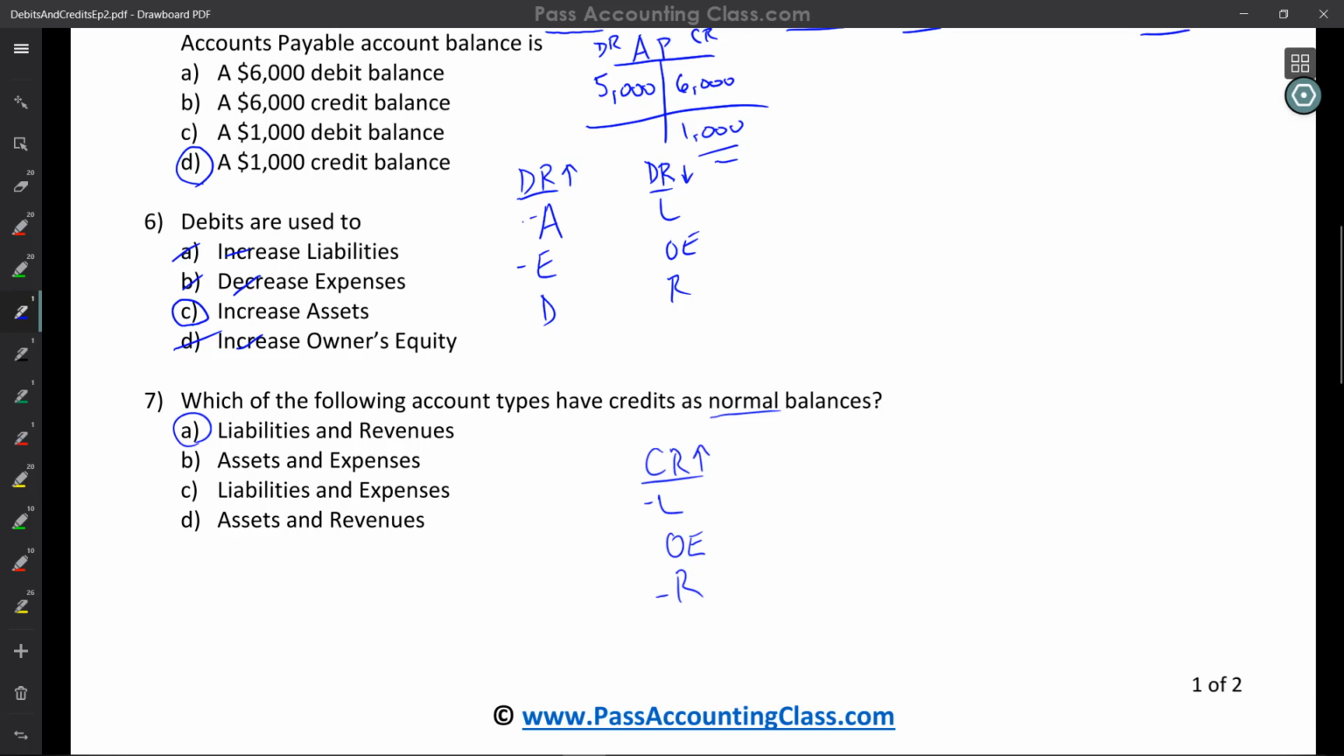It's not going to be assets and expenses because those are going to have normal balances of debits. Liabilities is correct, but expenses is wrong. And assets is incorrect, and revenues is correct. So the answer then is going to be answer A.